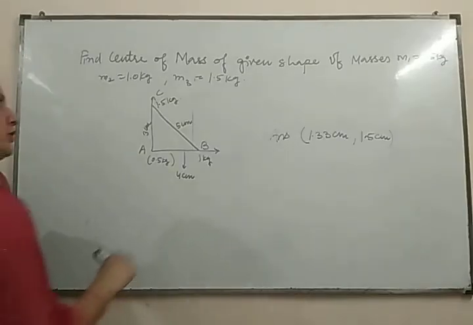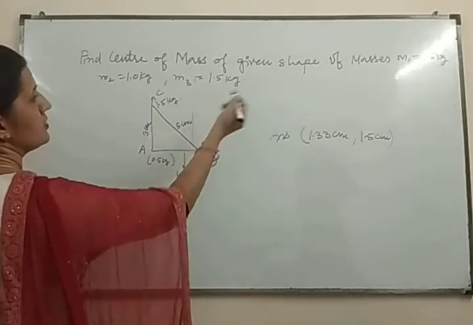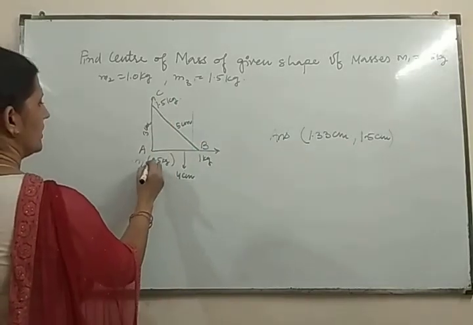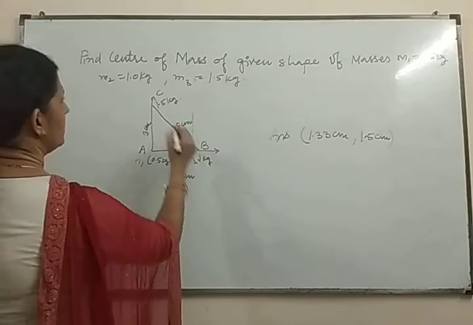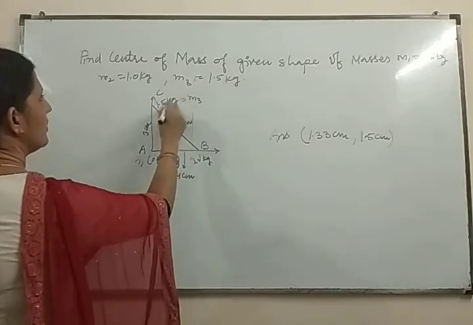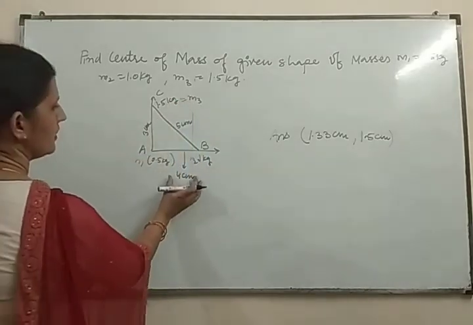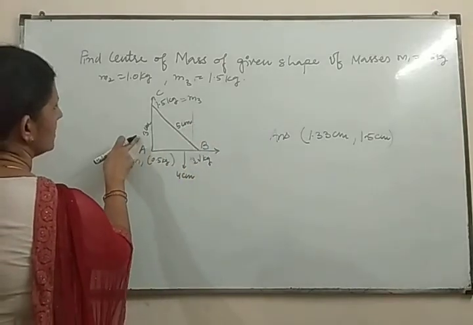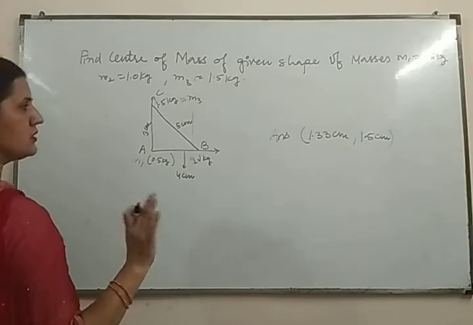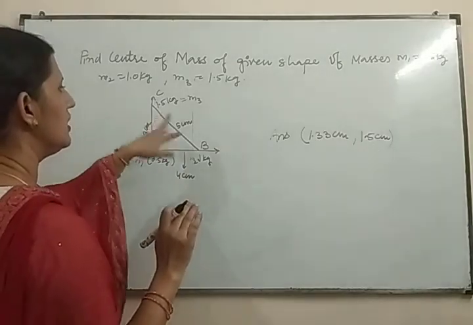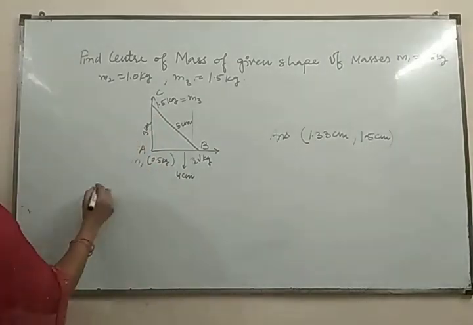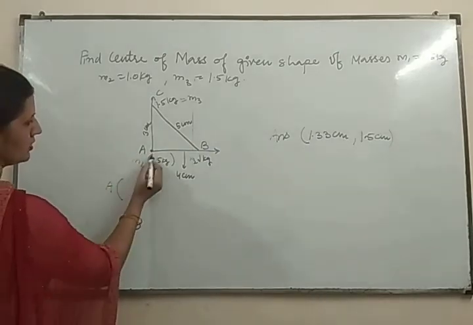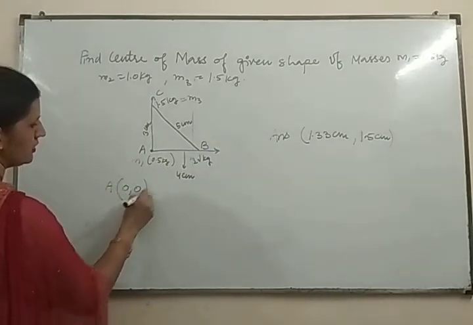This is one more numerical. Find the center of mass of the given shape. If m1 is 0.5 kg, m2 is 1 kg and m3 is 1.5 kg. Sides are given: this is 4 cm, and this is 3 cm. The first step is to find the coordinates, and then you put them in the formula. A is the origin, you can say, so both the values are 0, 0.